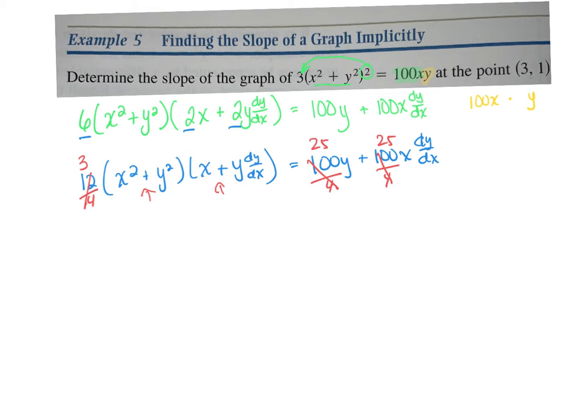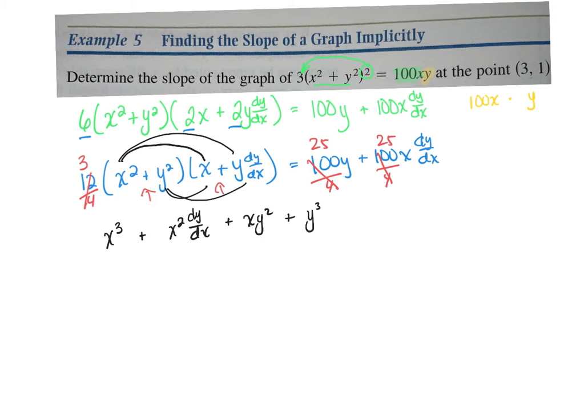And so now, that's what we're going to do on the left-hand side. We're actually going to FOIL this. X squared times x is x cubed. X squared times y dy dx is x squared y dy dx. Y squared times x is xy squared. And y squared times y dy dx is y cubed dy dx. And that equals our 25y plus 25x dy dx. I also then would distribute this 3. Okay, so I'm going to go ahead and put that 3 in here.